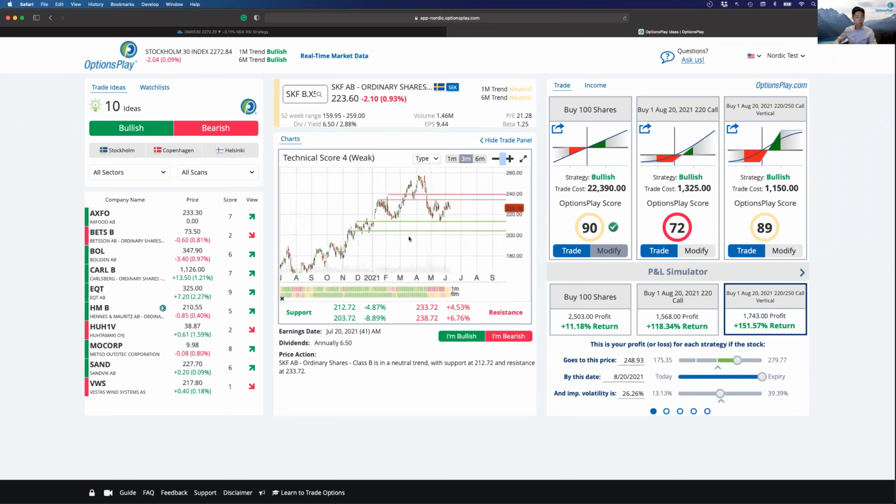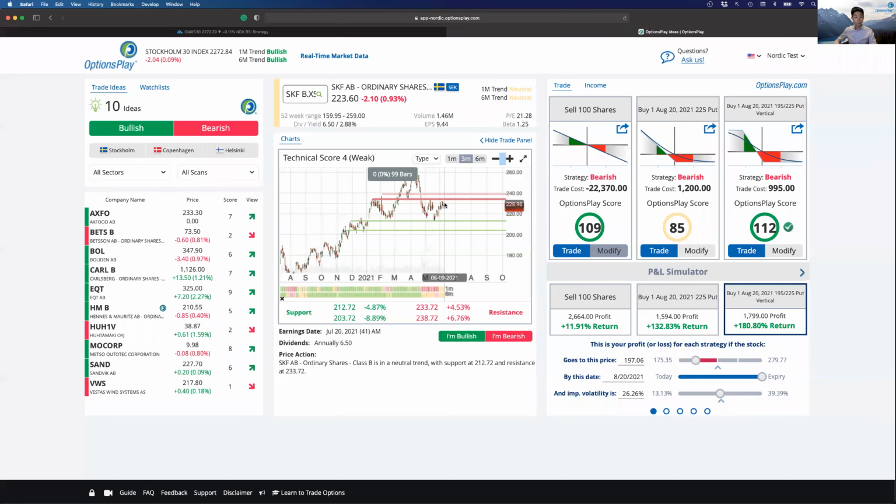If you look at this big head and shoulders pattern that is starting to emerge here, and if we break below 212, this really could project down to 190, 176 to the downside. This is a really clean and classic head and shoulders pattern that's starting to emerge here in SKF. So let's take a look at some bearish plays.